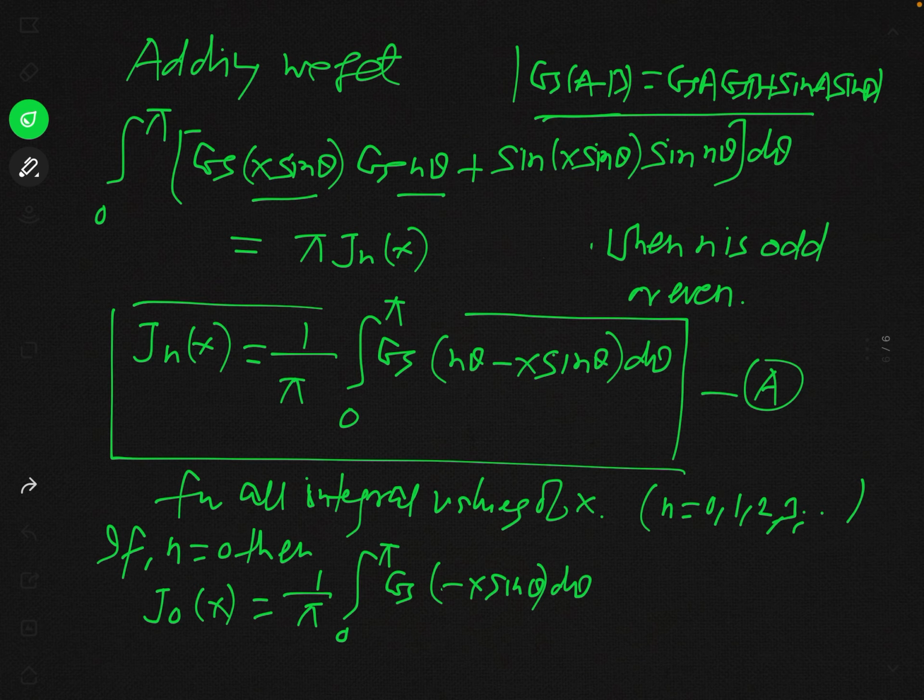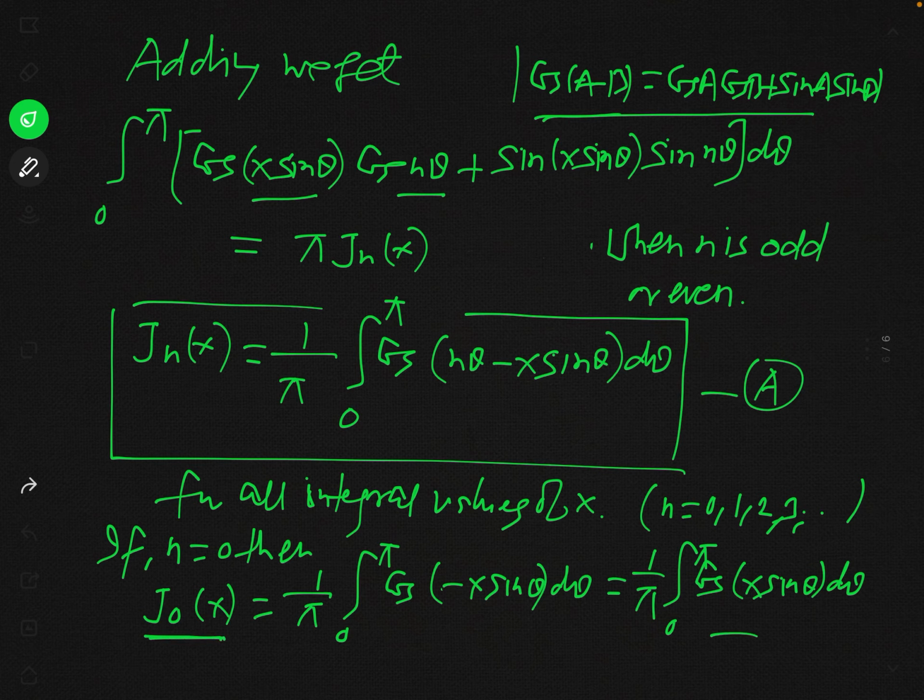But you know cos of minus theta equals cos theta, so you can write it, this is simply 1 over pi integral 0 to pi cos x sin theta d theta. So evaluating this particular integral, you can find the value of J0 of x, or you can say this is the integral form of the equation defining the value of J0 of x.